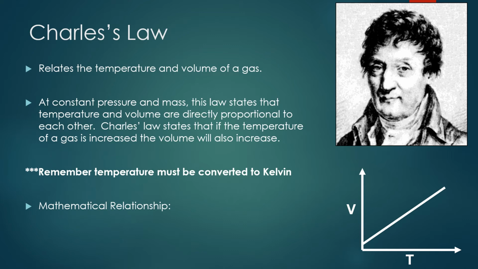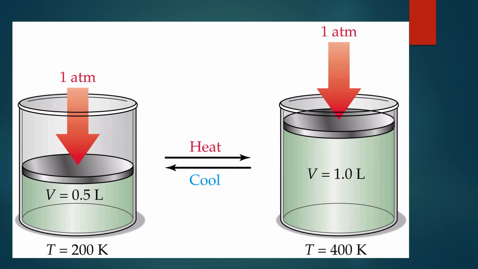So taking a look at the picture of the graph on the bottom right, we notice that as our temperature increases, our volume is going to increase. Remember that temperature must be converted to Kelvin. And the mathematical relationship for this is V1 over T1 equals V2 over T2. In this diagram you can see that as we heat a substance, we are going to increase the volume. As we cool a substance, we are going to decrease the volume.